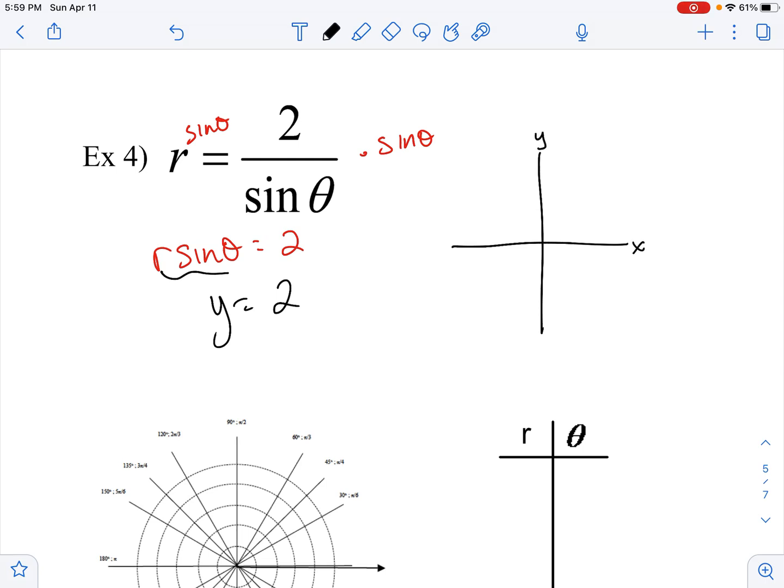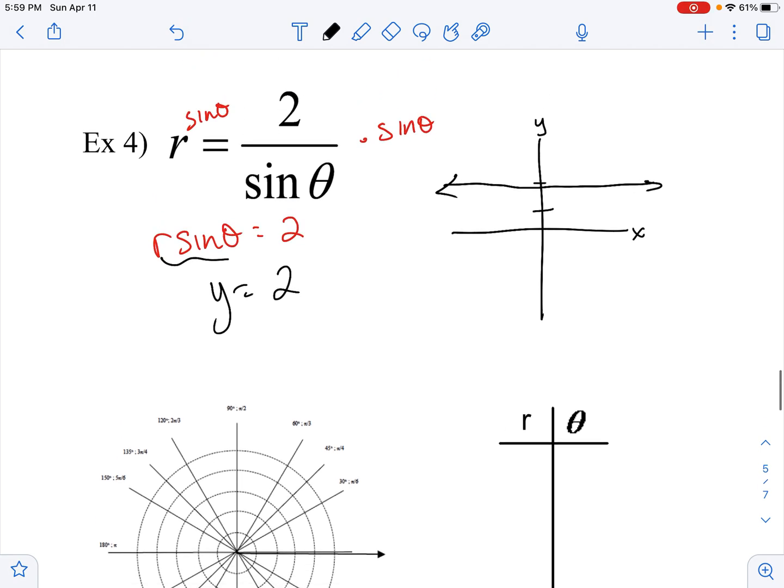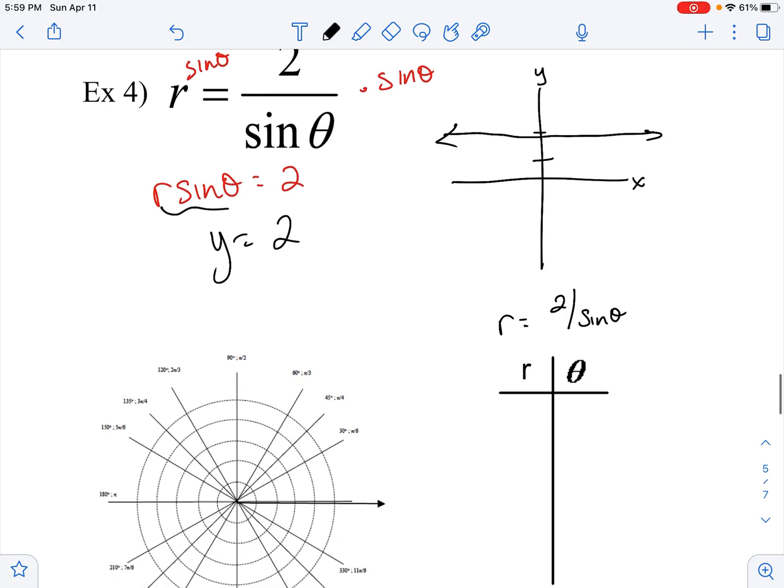Okay, so again, on an xy axis, I know y equals 2 is just a horizontal line up 2. So our graph should look the same, just on polar coordinates. Okay, so again, if our equation is r equals 2 divided by sine theta, let's plug in some values. I'm going to plug in pi over 6, pi over 3, pi over 2, 0, just to get some values in there. And again, you could pick other values as well.